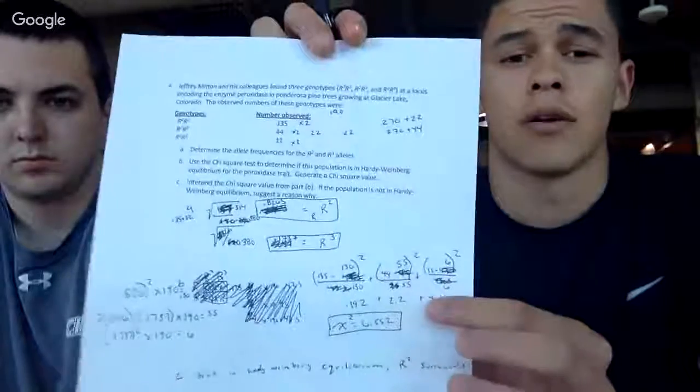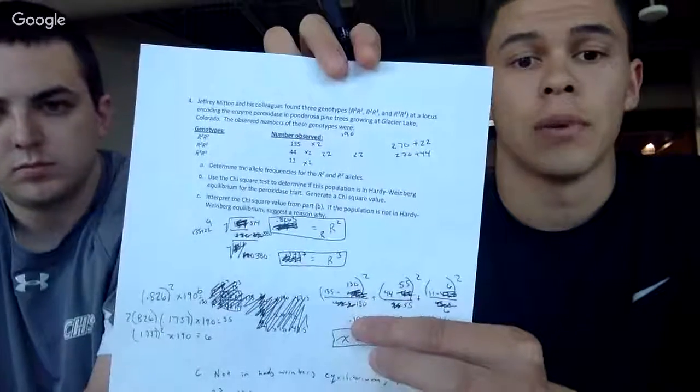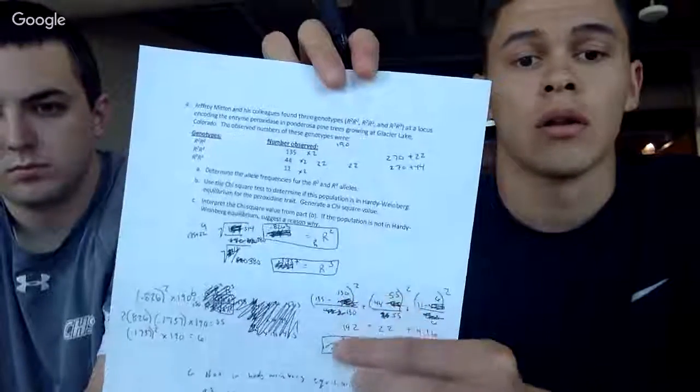And then, as you can see here, you just do it like a regular chi-squared. You take your 135 minus 130, you divide it by 130, and you square it. And you add those all together, and your chi-squared is going to be 6.552. And it's not in Hardy-Weinberg equilibrium, and it's probably because the R squared circumvents the R cubed allele.